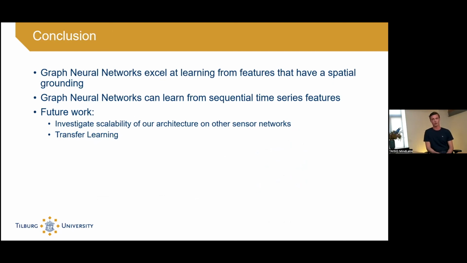For future work, we want to investigate the scalability of our model to sensor networks that are of even larger size. Now we investigated 39 stations in both of these networks. We are interested to see what happens when we increase this number to 200 or even 500 nodes. And also we want to try transfer learning techniques. So perhaps we can train on one network and then transfer some of this knowledge onto another network so we don't have to retrain all the time. That would be of really good value for the seismological community, they've told us.